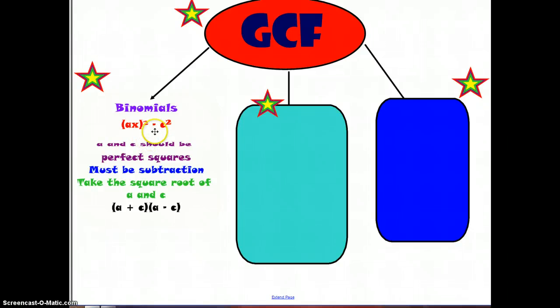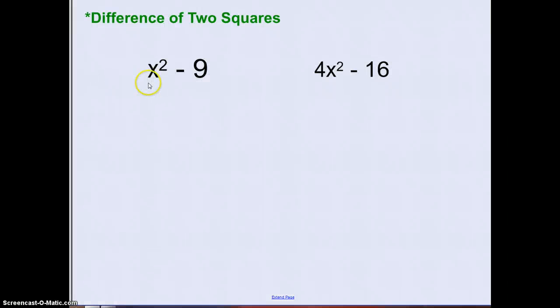First of all, there has to be a subtraction in the middle. Each one of my 2 terms has to be a perfect square. And what that means is we're going to take the square root of each one of those 2 pieces, and we're going to put a plus in one set of parentheses and a minus in the other. So as I look at this, I have x squared minus 9. Each one's a perfect square with a minus in the middle.